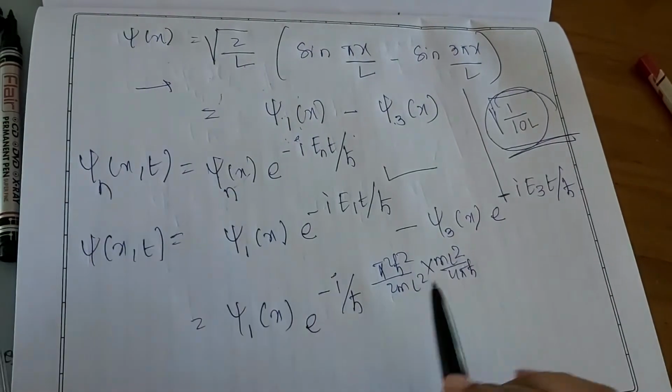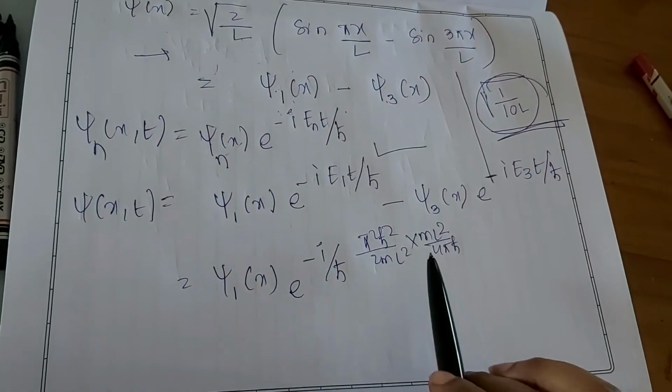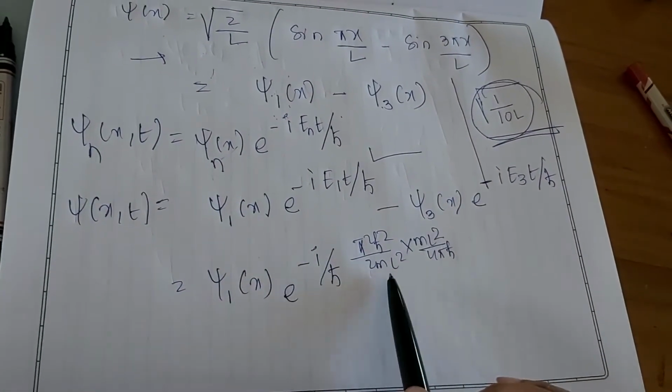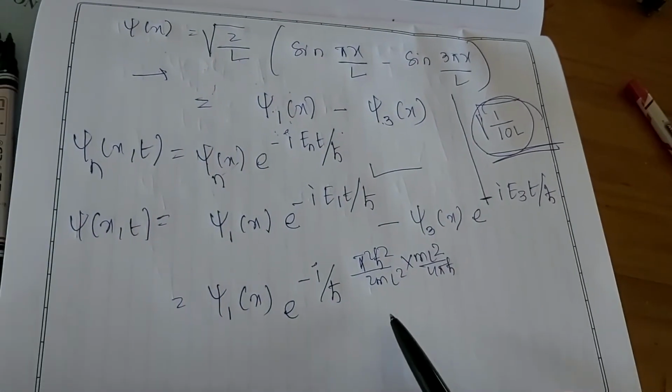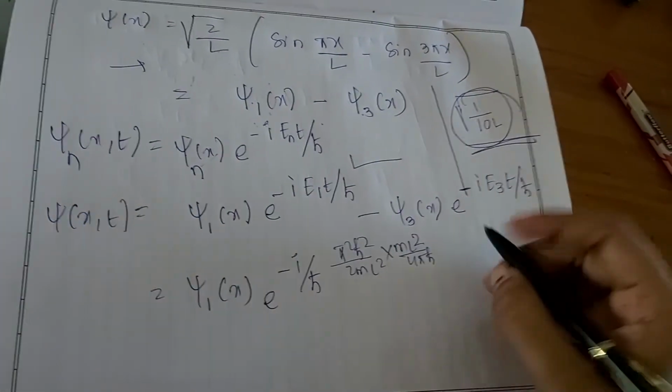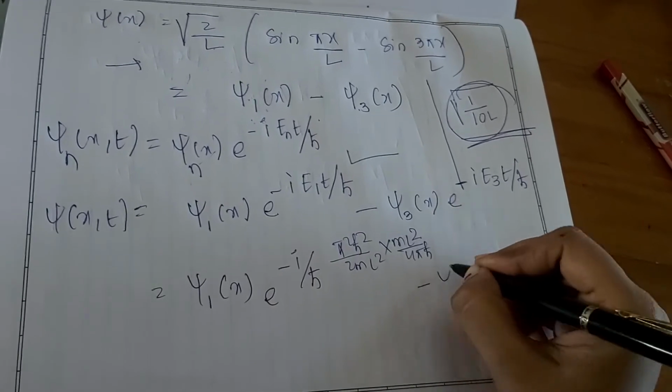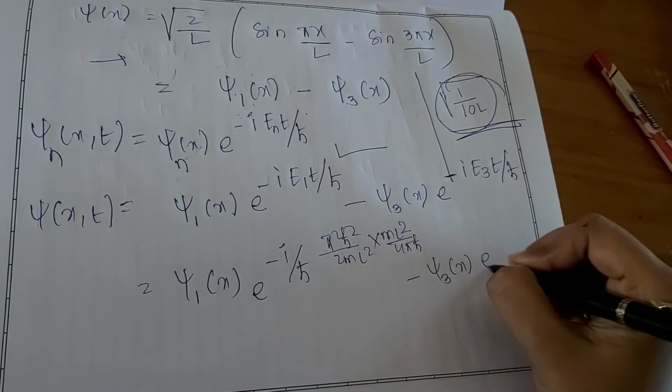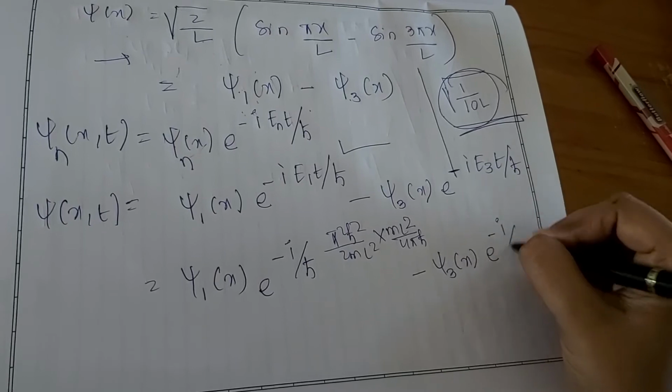If you practice this and get these things clear, then you can directly see the question and within 1 or 2 minutes you can figure out the answer. So this is minus psi 3 of x e to the power minus i by h-cut.